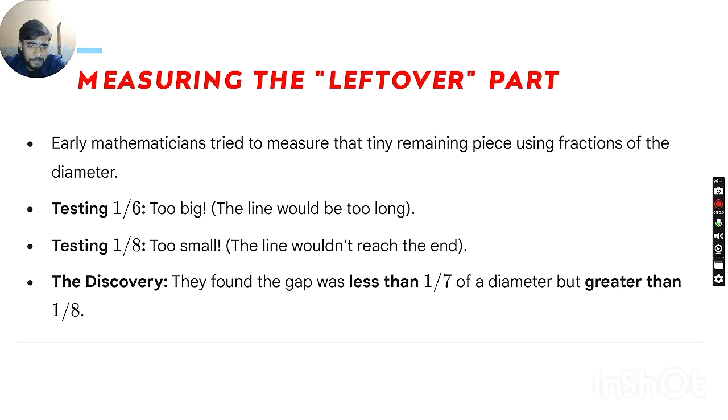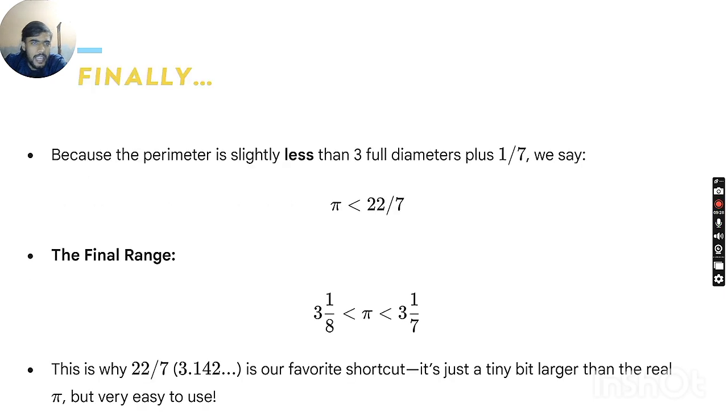And they discovered that the perimeter is slightly less than 3 full diameters plus 1 by 7, so they concluded 1 by 7 as the result. That's not the actual value, that's an approximation. Actually, the leftover part is less than 1 by 7 and greater than 1 by 8. Here 1 means nothing but the diameter: diameter by 7 and diameter by 8.